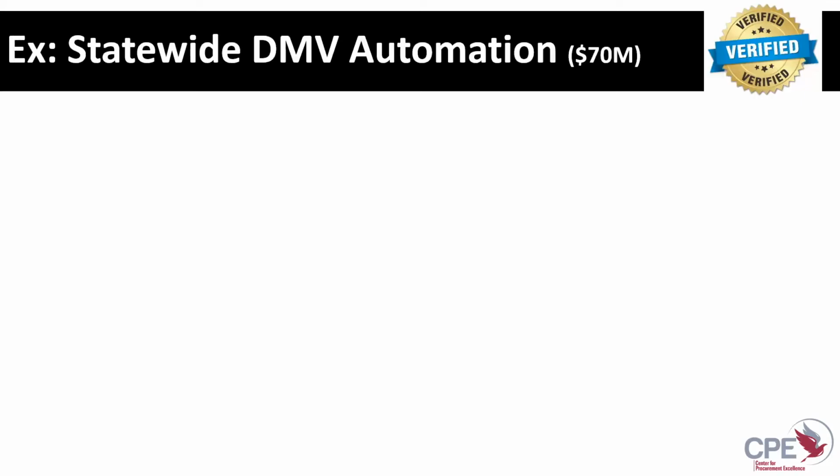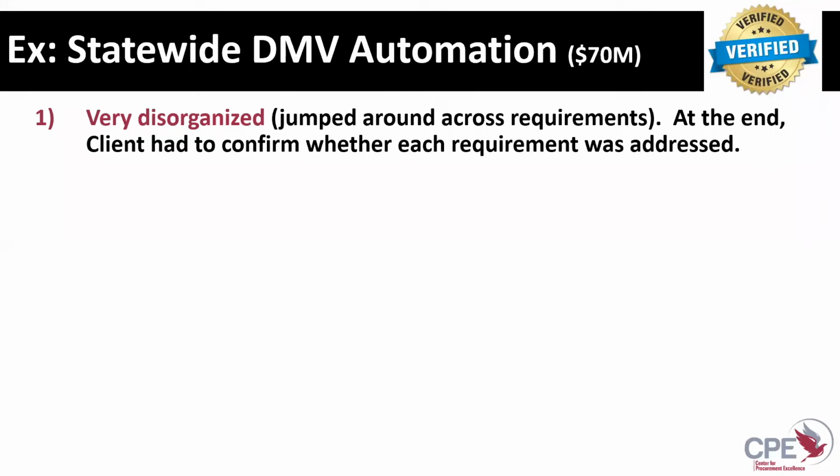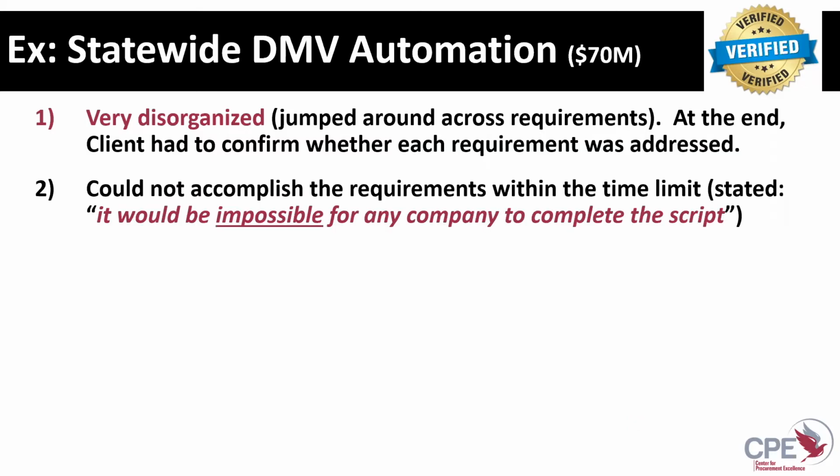I'll give you an example. So I mentioned that $70 million statewide DMV automation system. We went through demos. Here's the different demos that came through for these verifications, I should say. First up, that vendor, very disorganized. They jumped around. At the end, we weren't even sure that they covered everything that we had asked for in the script and actually had to spend the last few minutes together saying, hey, did you cover everything? As disorganized and confusing. Number 2, that vendor couldn't accomplish everything within the specified time limit. And at the end, they stated to us, well, hey, it'd be impossible for any company to actually get through your script in that time period.